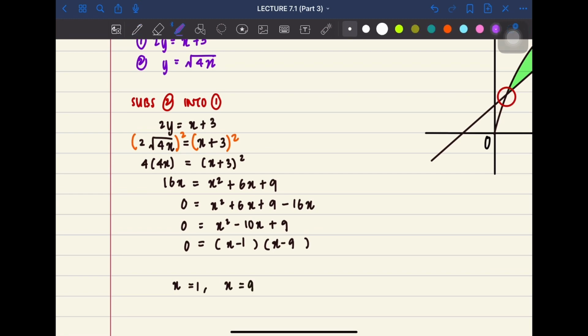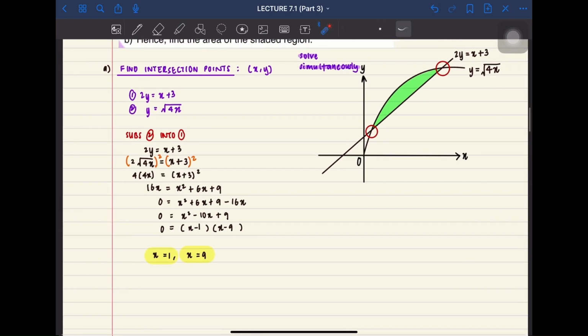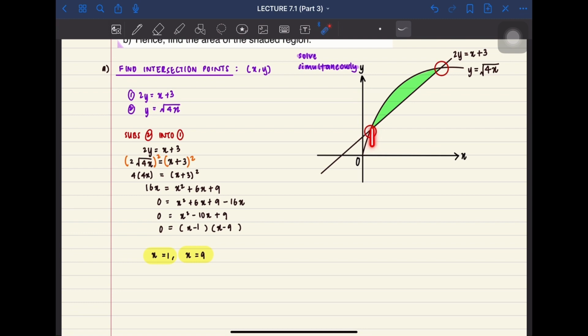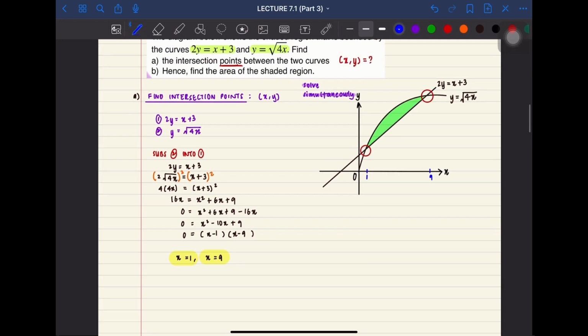Okay, so kita dah ada 2 x. Okay, so logic lah 2. Jawapan dia 2. Kenapa ada 2? Sebab kita ada 2 intersection point kan. So kita dah tahu x yang pertama 1, x yang kedua 9. Okay, so nak plot pun boleh. So this is actually 1, this is actually 9.